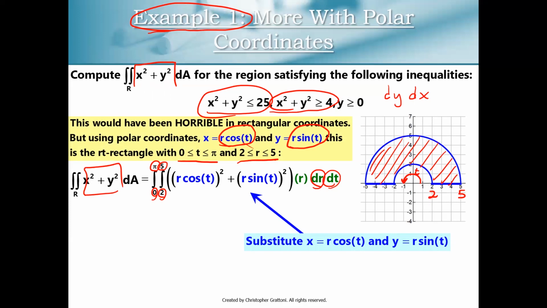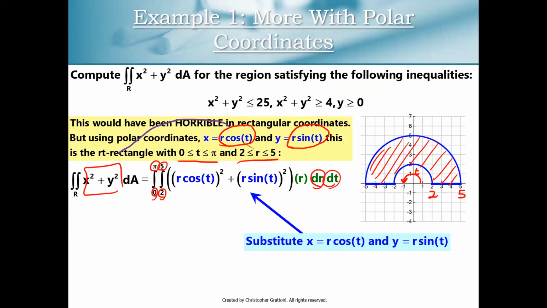So here, let me clean up this slide a little bit so there's not so much going on here. And really all I'm doing is I'm replacing x with r cosine t, y with r sine t, and then I'm evaluating x squared plus y squared, or r cosine t squared plus r sine t squared.